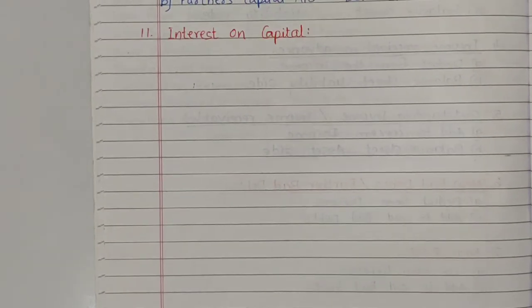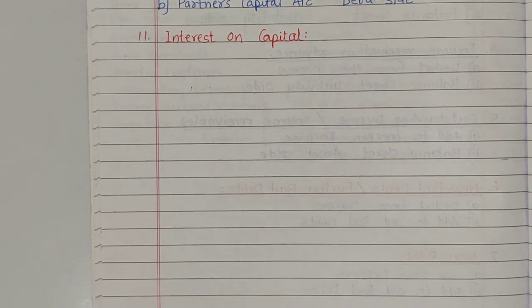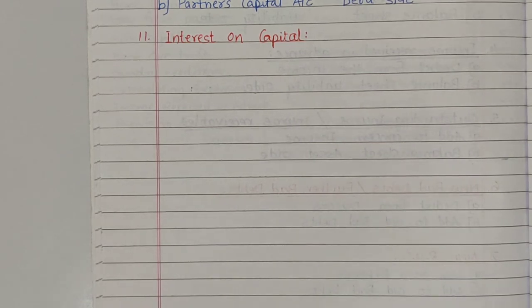The next adjustment is interest on capital. While solving such adjustments related to the partners, you should keep one thing in mind, that you are accountant of business and not of businessman. So you will think from accountant's point of view.